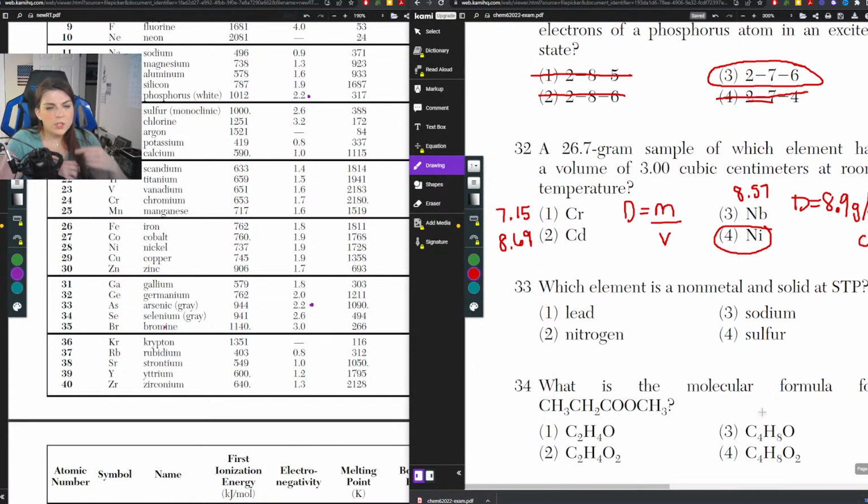33. Which element is a nonmetal and a solid at STP? So lead, you should know, is a metal. And sodium, you should know, is a metal. And nitrogen and sulfur are nonmetals, but nitrogen is a gas. It makes up almost 80% of our atmosphere. And sulfur is that smelly yellow, chalky rock from earth science.